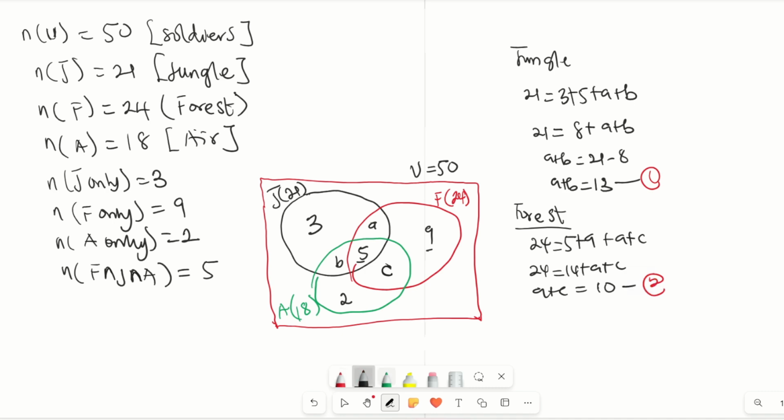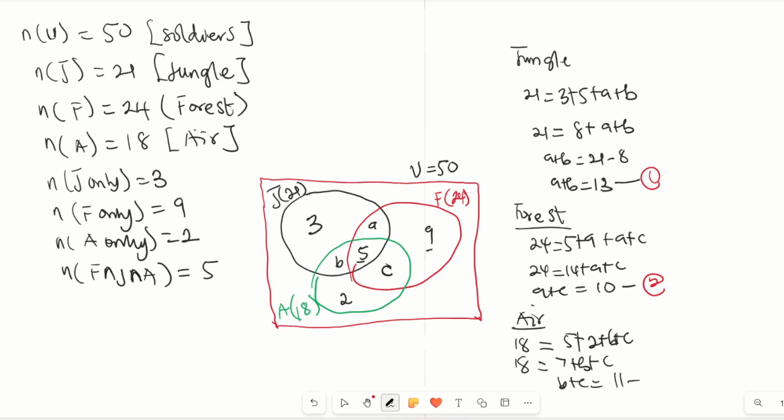And then our last area of region is the air. So with the air, we have 18 to be equal to 5 plus 2 plus B plus C, right? So it means that we have 18 to be equal to 7 plus B plus C, right? So that implies that B plus C is equal to 11. That will be equation 3.